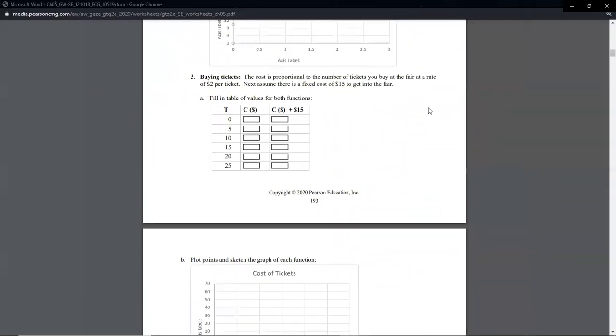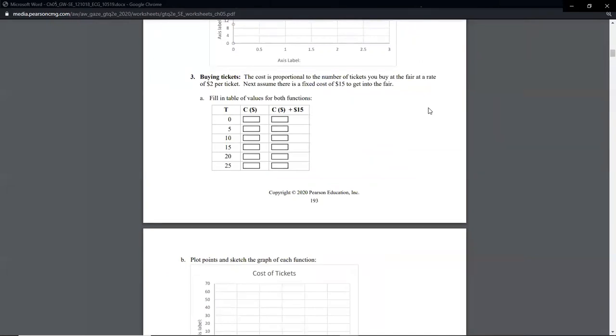The cost, I'm covered. The cost is proportional to the number of tickets you buy at a fair at a rate of $2 per ticket. So maybe it's 3 tickets for one ride, 1 ticket for another ride. We don't need to know all that stuff. We just know it's $2 per ticket. But in addition to that, there's a fixed cost of $15 just to get into the fair.